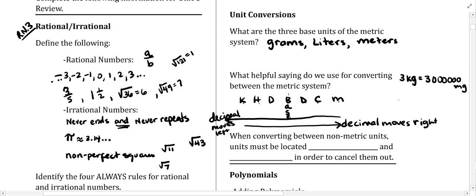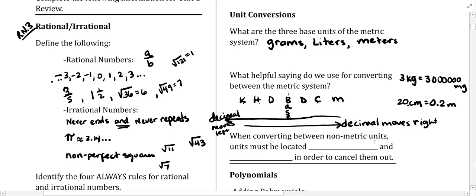Or if you have 20 centimeters and you want to go to base, that's 1, 2 to the left. So the understood decimal is there, 1, 2, so it would be 0.2 meters.